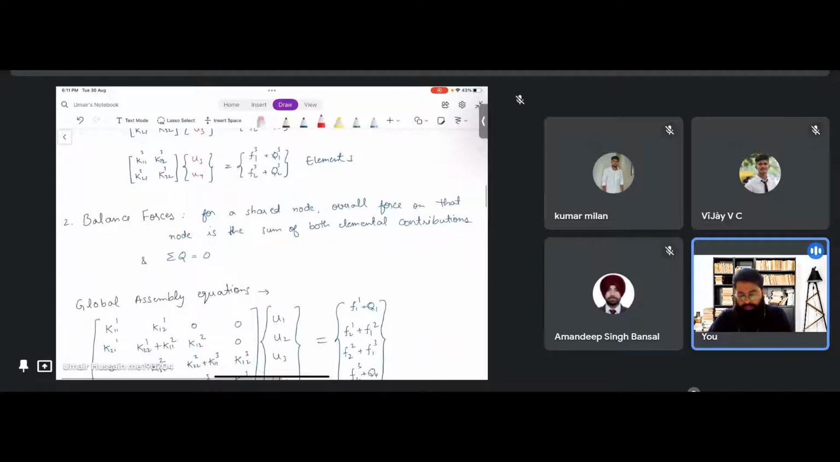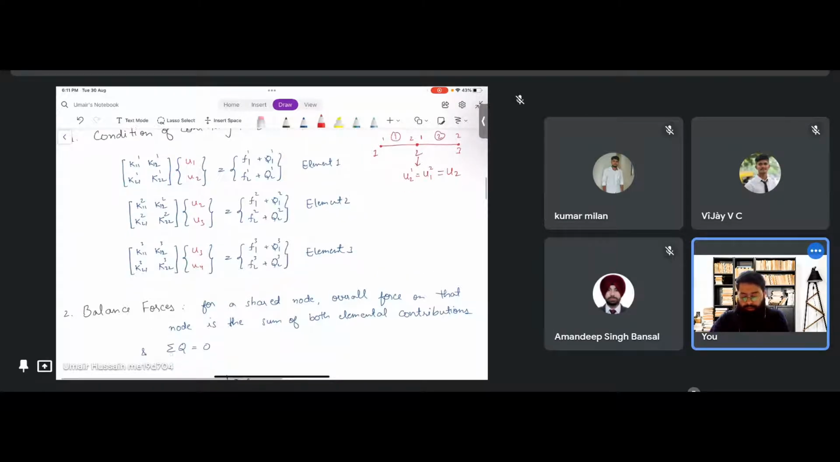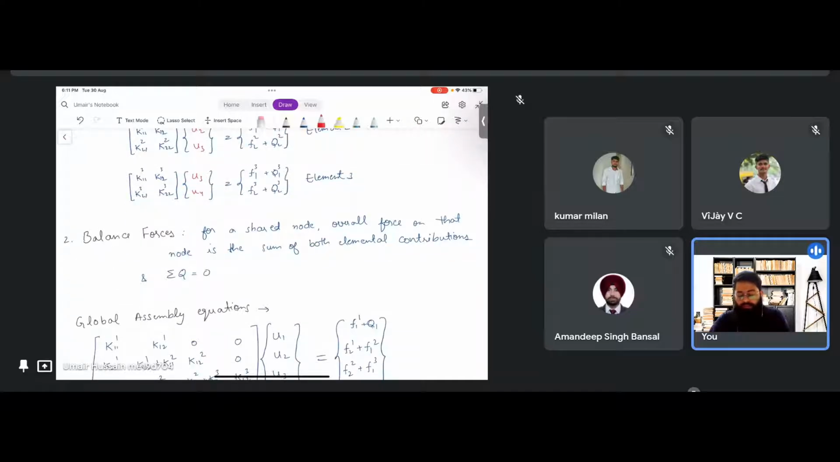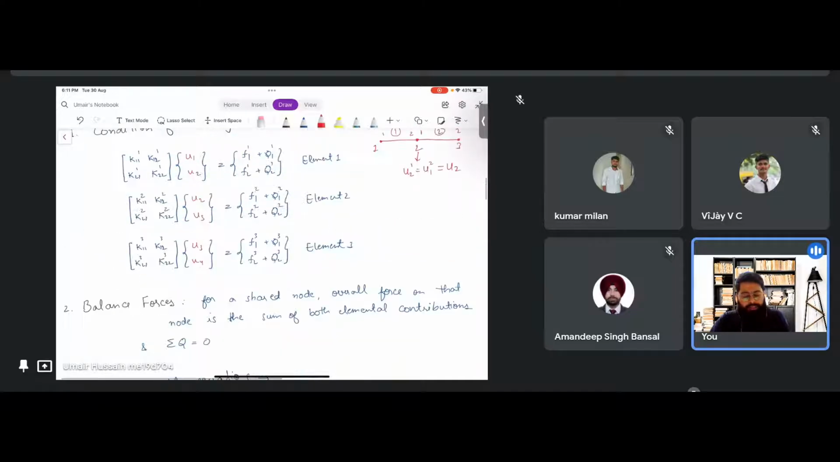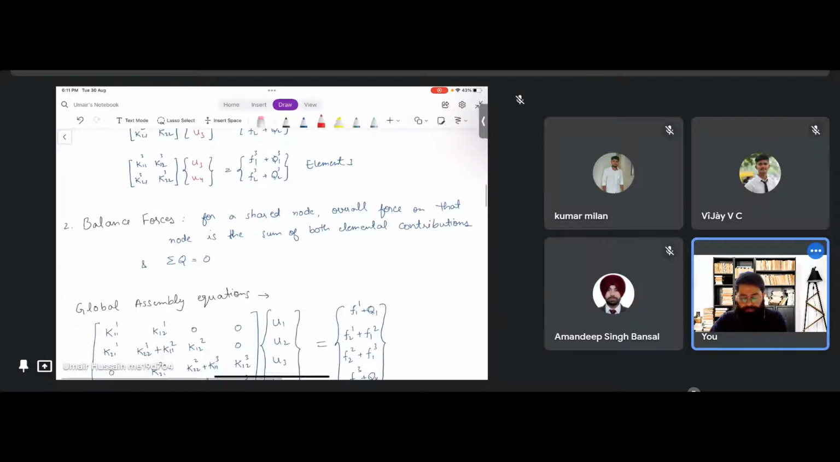And so this way we'll have the same value for u in these equations. And the second condition is the balance of force. So at a shared node, the net forces are summed up.